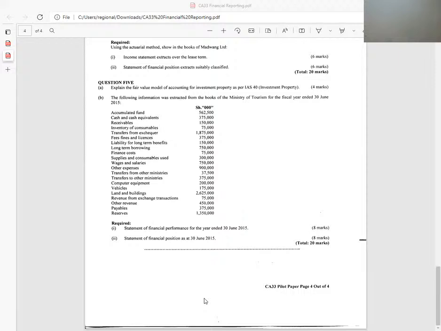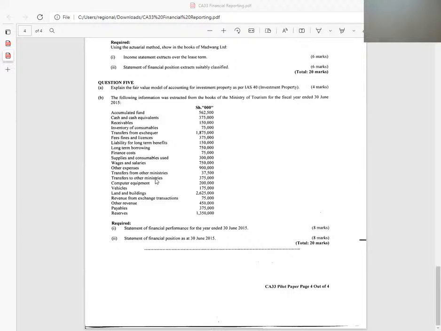First of all, what are they? Remember, these ministries keep on exchanging money. So they've gotten money from other ministries. Performance, thank you very much. It's a receipt. Remember, statement of financial performance is all about receipts and what here? Payments. And then we have transfer to other ministries.